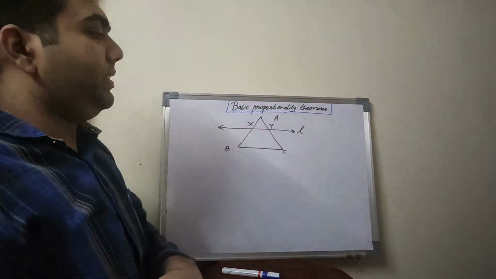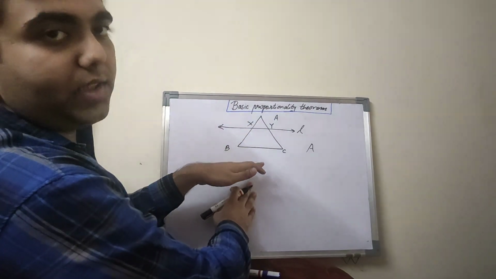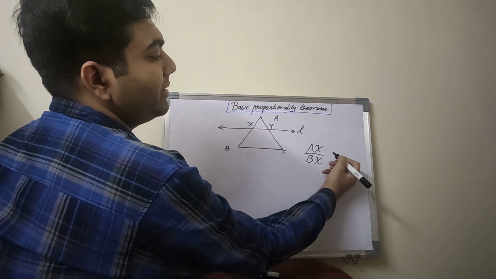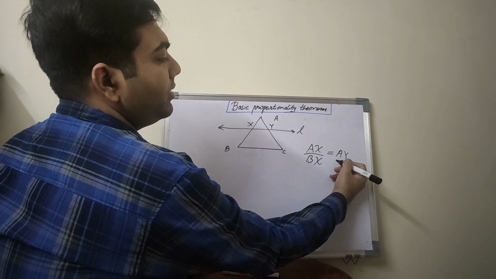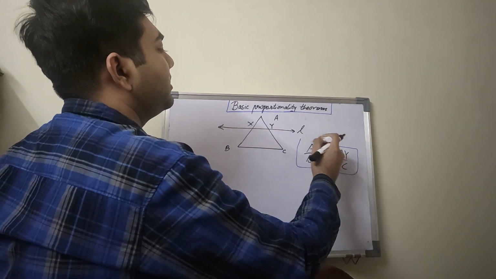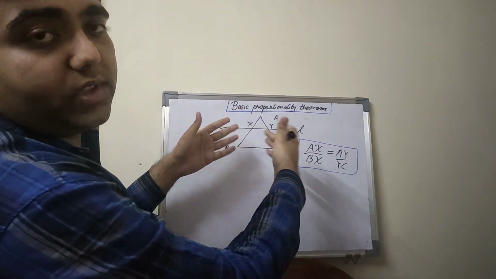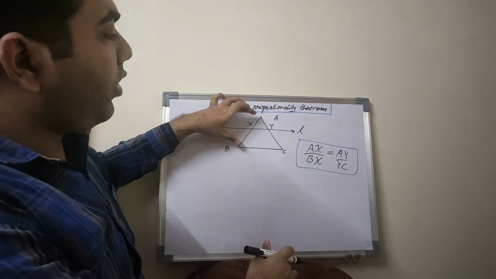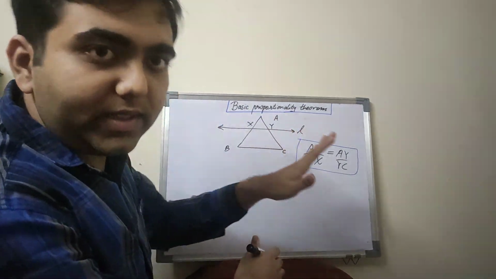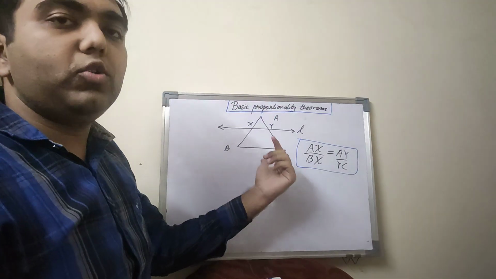So what does the theorem say? The theorem says if I have any triangle and a line parallel to its base, then AX upon BX will be equal to AY upon YC. I'll highlight this. So what this is actually saying? We have two ratios which are equal. The ratio is of these two sides, the two parts in which the line divides it. This is all about the basic proportionality theorem, and we are going to prove it.